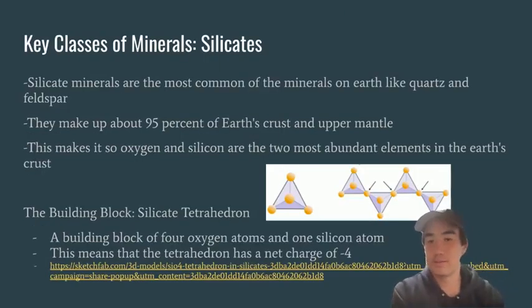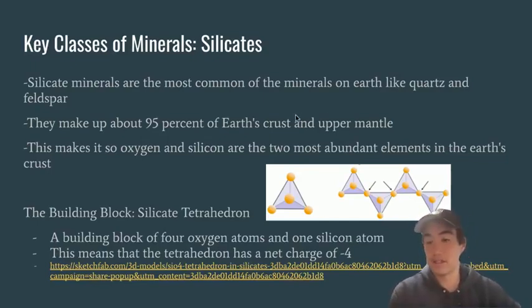So the key classes of minerals are silicates. Silicate minerals are the most common minerals on Earth, like quartz and feldspar in the slide before. They make up about 95% of Earth's crust and upper mantle, and this makes oxygen and silicon the two most abundant elements in Earth's crust.